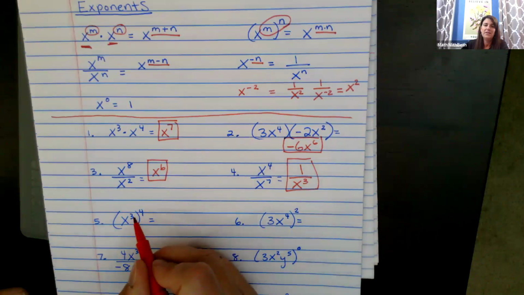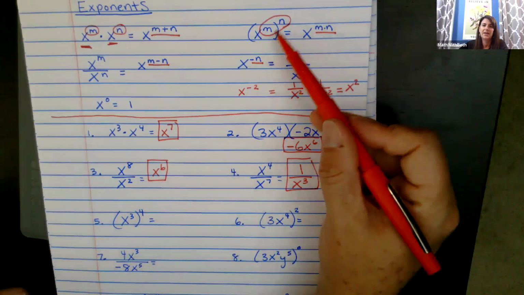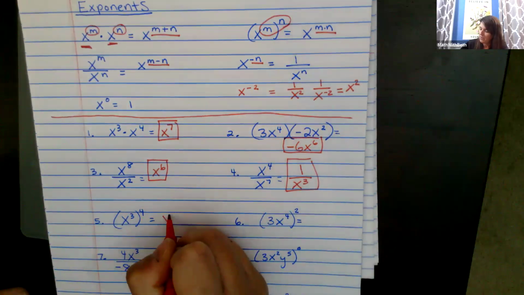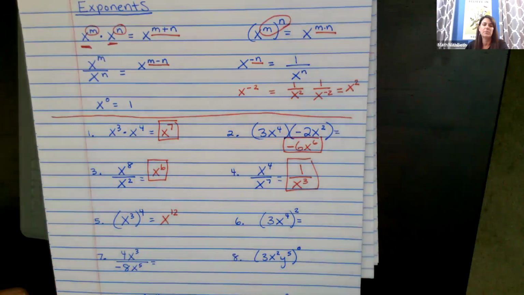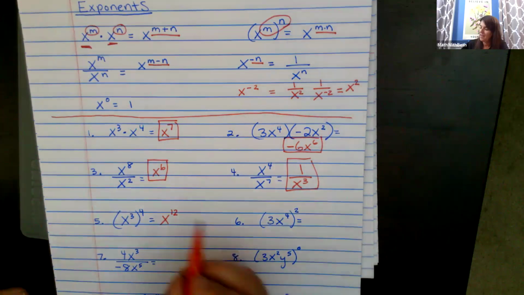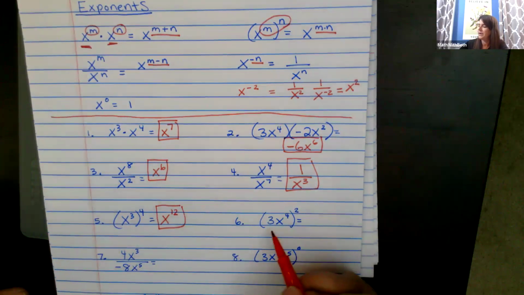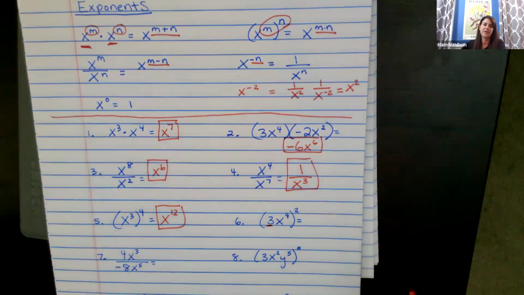Number 5, x to the 3rd raised to the 4th. This is just like this rule. So I'm now going to finally multiply those numbers. And then number 6, same idea, but again, I'm throwing in a normal number to make sure you see that you have to handle these differently.